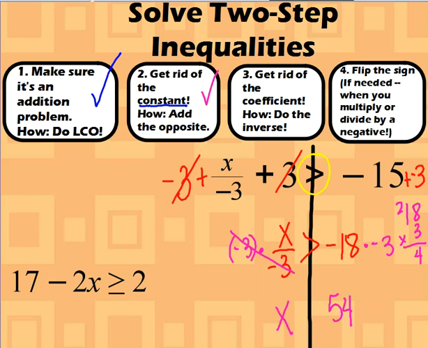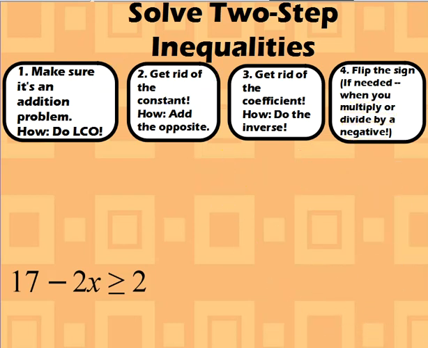And then let's look at our sign for just one second. We said step number 4: when you multiply or divide by a negative, your sign flips. So I did just multiply by a negative number. So instead of being greater than, my sign is going to flip, and it's going to be x is less than 54. Again, I really could see that from the beginning by looking at this coefficient that was attached to my variable. All right, let's do the last example here.